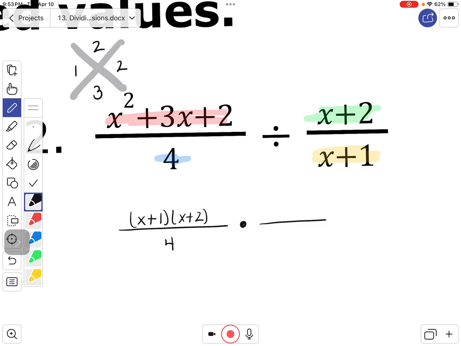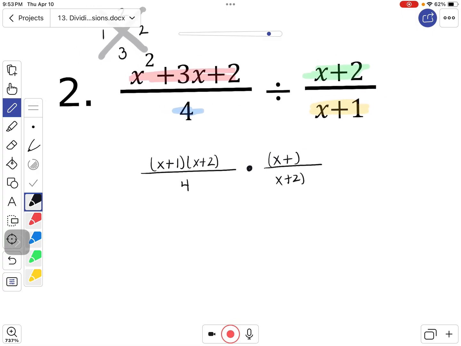Okay, before it was division, and instead of divide, we're going to multiply. And what was on the bottom is now going to go to the top. What was on the top is going to come to the bottom. So I'm going to put my x plus 1 on the top and my x plus 2 on the bottom. And now, before I go any further, I'm going to state my undefined values.